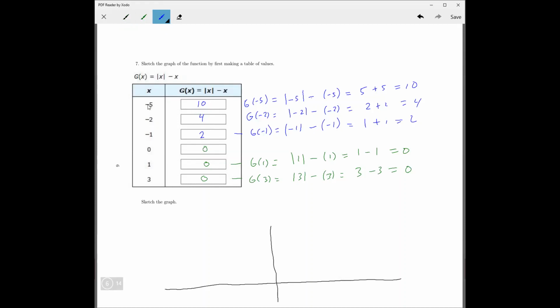Okay, I'll go ahead with these ones first. So maybe the green ones first. 0, 0 right there, and then 1, 0, and then 3, 0. Okay, and then we'll go with the blue one. So we have -1, 2. Here's -1, and we'll say that's 2 right there. And then we have negative 2, 4.